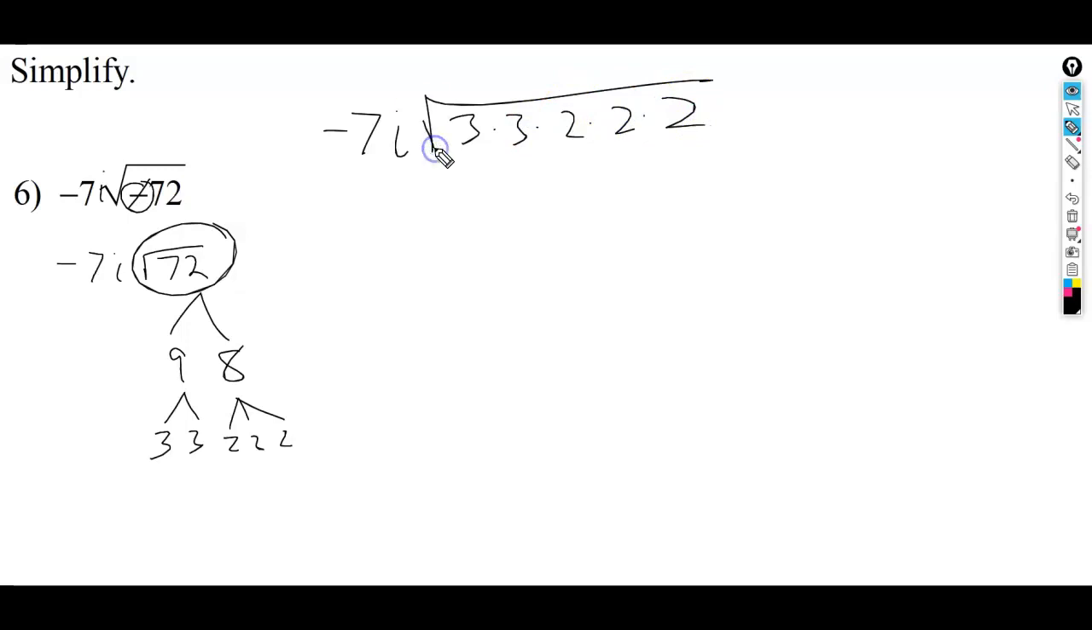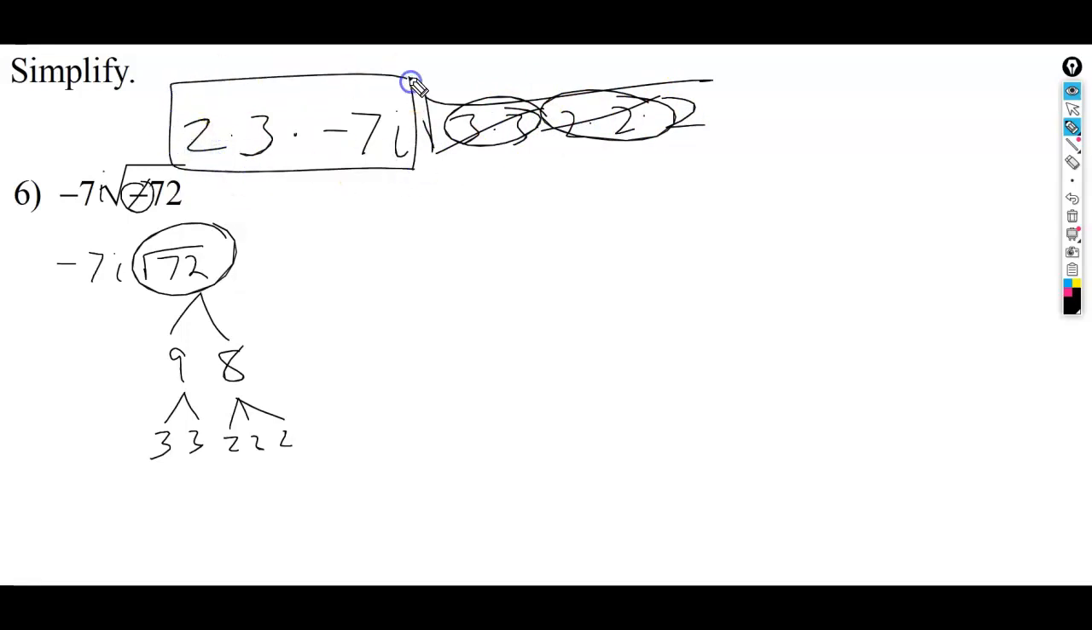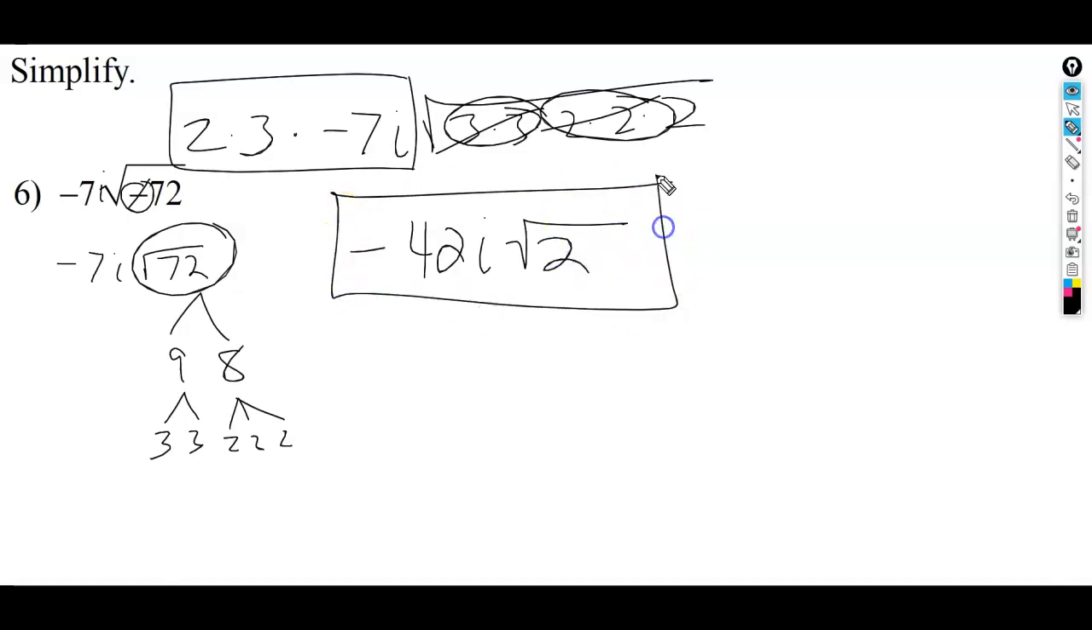Now since we're dealing with square roots, we're looking for groups of 2. So there's a group of 2. And there's another group of 2. And so I'm left with 2 times 3 times 7 on the outside. That's negative 42. And then there's the i still, of course. And there's 2 on the inside. And there's our final answer, the number 6.